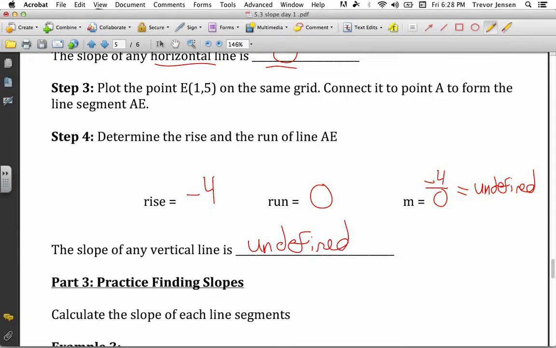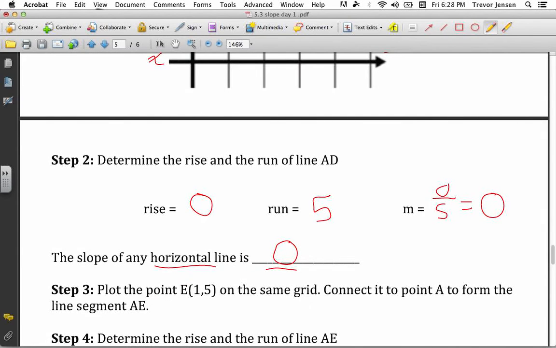Okay, so the slope of any vertical line is undefined because the run to get from one point to the other on a vertical line is always going to be 0. So you're always going to be trying to divide by 0, and we can't do that, so we say that the line has an undefined slope. So any vertical line has an undefined slope, and any horizontal line has a slope of 0.